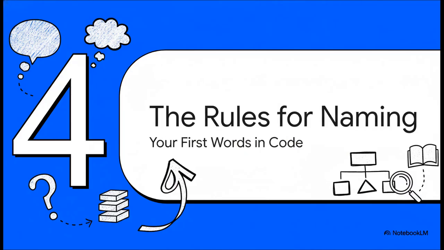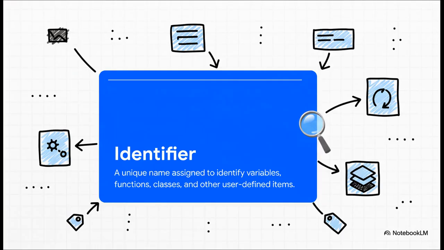So, you've picked your language. One of the very first things you're going to do when you start writing code is give names to stuff. Names for pieces of data, names for sets of instructions. And just like English or any other language, there are grammar rules you have to follow. Now, the official fancy term for one of these names is an identifier. It's really just a unique label you make up so you can refer to that thing later on. It's how you keep everything organized in your program.